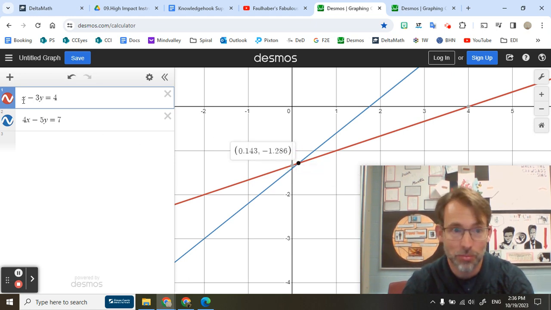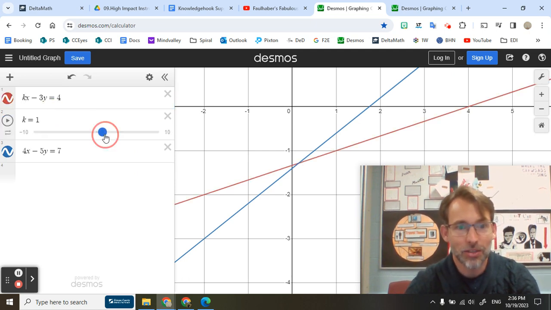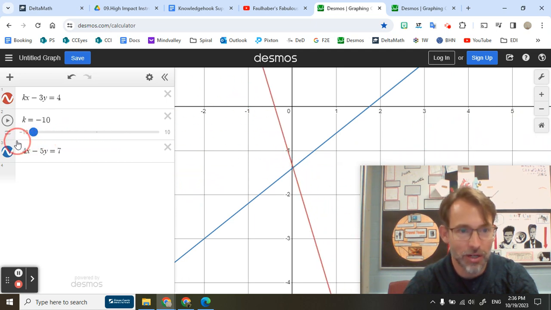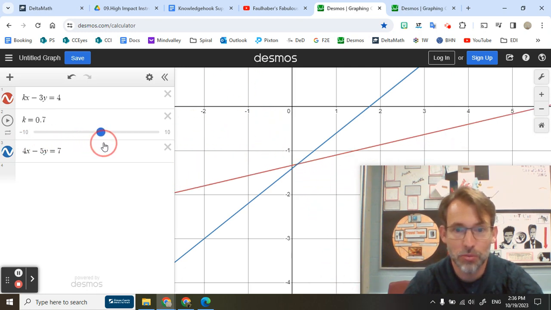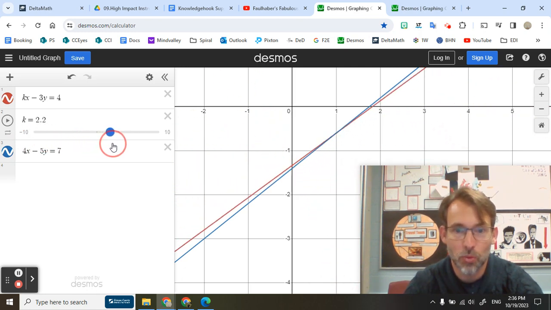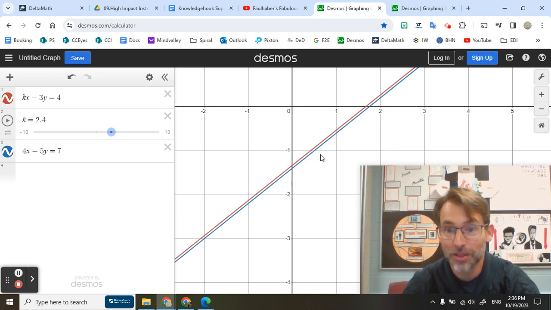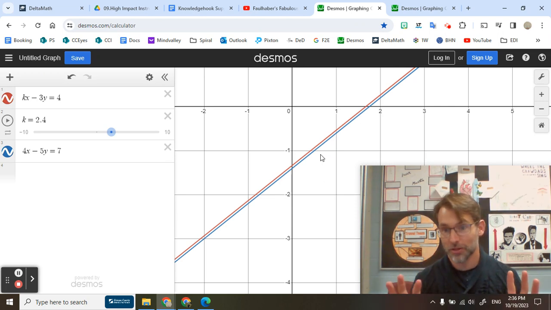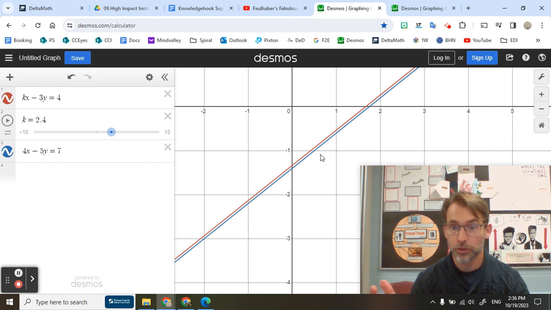It will have an intersection point. If I change that and just put in k and add a slider, I get to see what different values of k are going to do. As k gets very negative, the line dives down. As k grows more positive, you'll see there's one point in here, right about there, 2.4, there we go, where the lines become parallel. These parallel lines will never touch. They will never share a solution. And that's what we're looking for, this value 2.4.